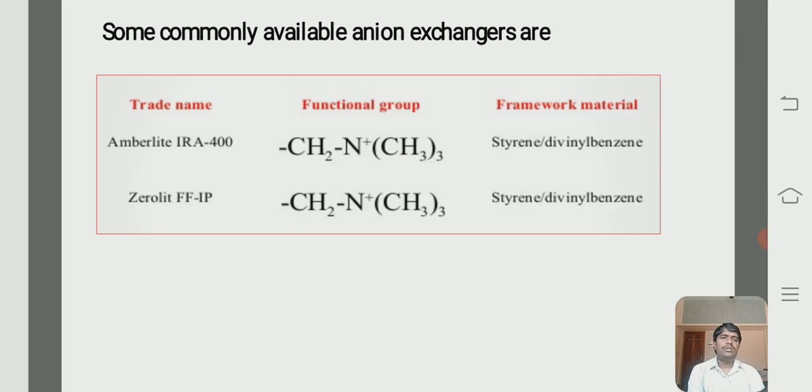Coming to the commonly available anion exchangers. Here Amberlite IRA 400, the functional group is quaternary ammonium group and the framework material is styrene divinyl benzene only. In the Zerolit FFIP, the second ion exchanger, that is an anion exchanger, here also the functional group is quaternary ammonium group and the framework material is styrene divinyl benzene.